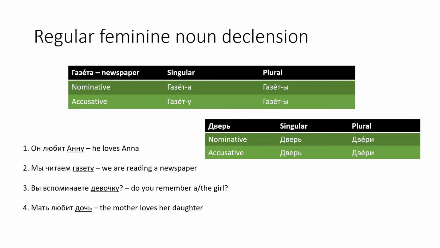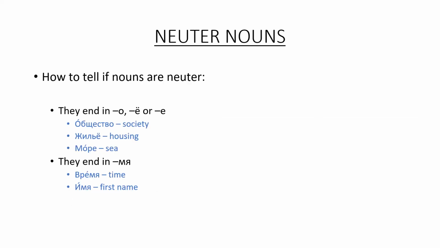So to put regular feminine nouns into the accusative case, simply remove the а and add a у. Usually if the noun ends with я, then it changes to ю instead, but we'll look at that a bit later on. Finally, we have neuter nouns. How can you tell if a noun in Russian is neuter?